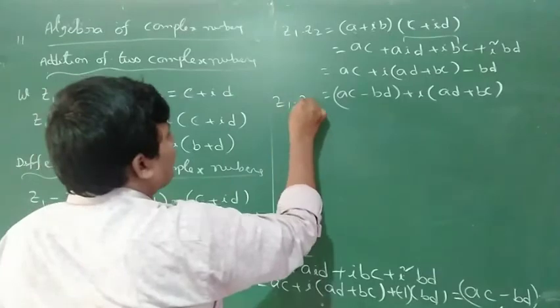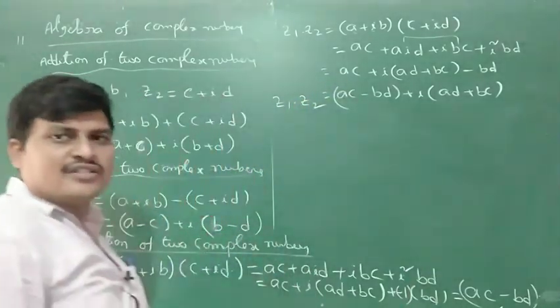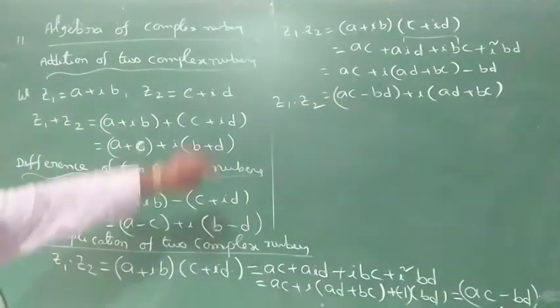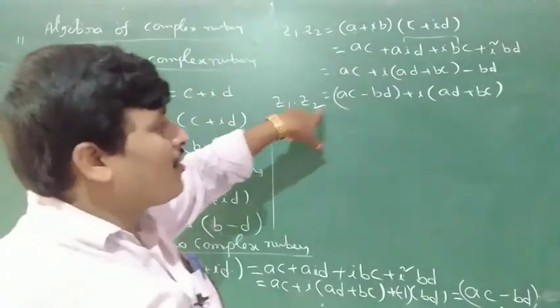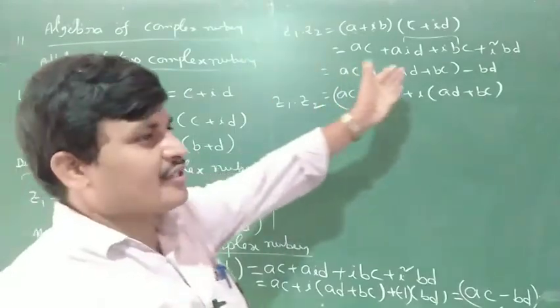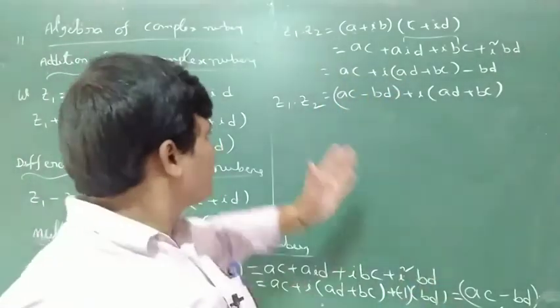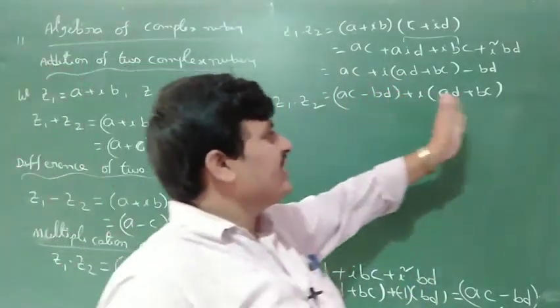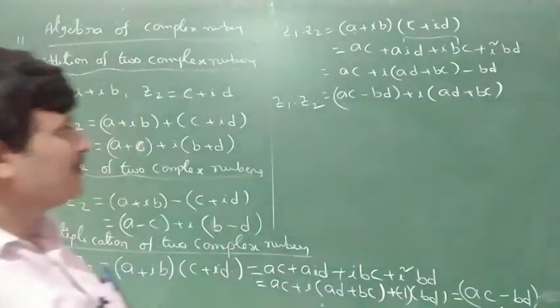So Z1 into Z2 is equal to this. We can use the formula type or normal multiplication. Use for Z1 Z2: AC minus BD plus i times AD plus BC, this one.